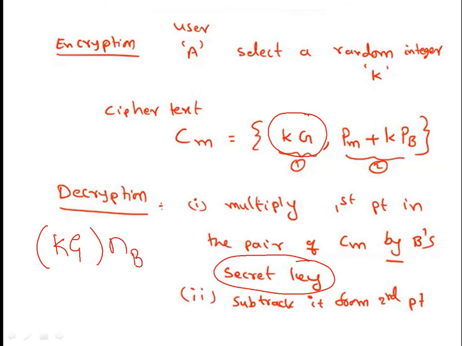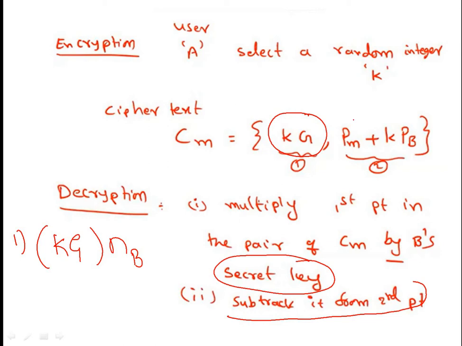NB is the private key of B. So this is the first step: the kg part I need to multiply with NB. Next, second step, subtract it from the second part.